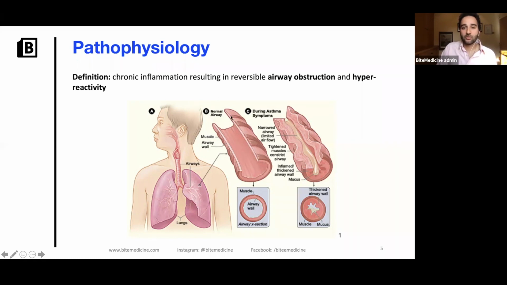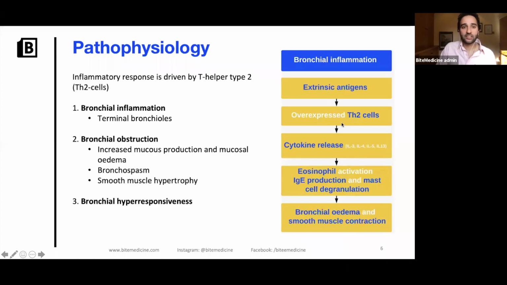Figure B shows a normal airway, the bronchi, and the smooth muscle surrounding that airway. During your asthma symptoms, the cross-section shows the tightening of those airways, with the muscles constricting and inflammation as well. So that is the main process underlying your asthma. In a little bit more detail now.